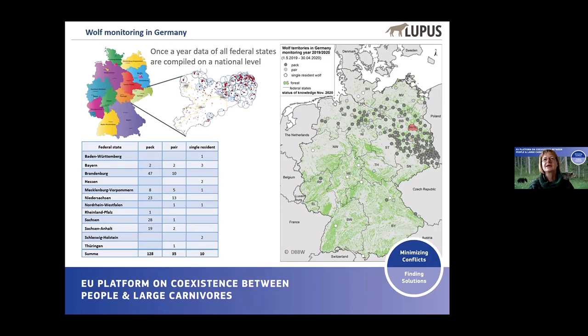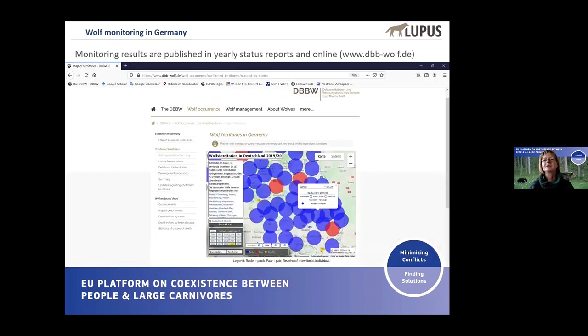So these data are made public as well. We have a website where, for instance, all confirmed wolf territories are put in. And you can even have a look: by clicking on a territory, you see who the parents are, how many pups they had in this monitoring year. And you can go back and see the history of this pack or the history of the federal states' wolf occurrence.